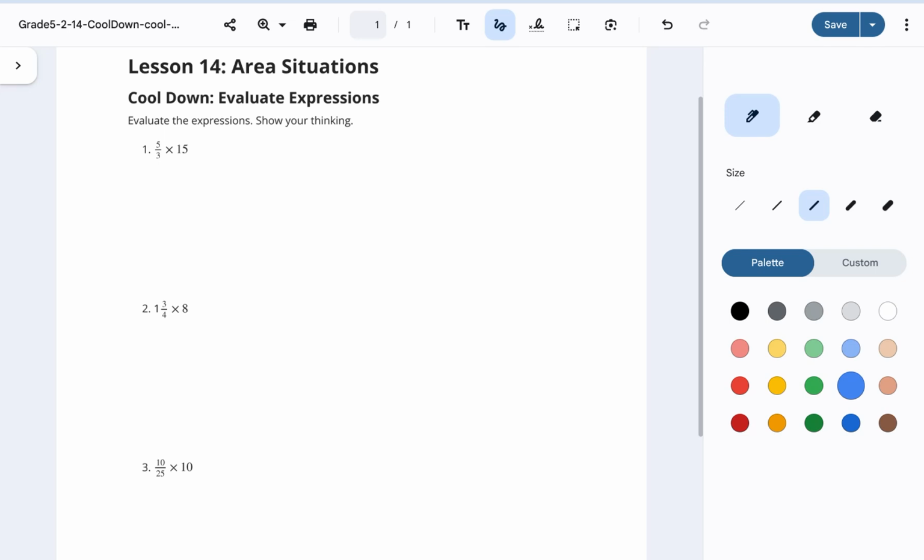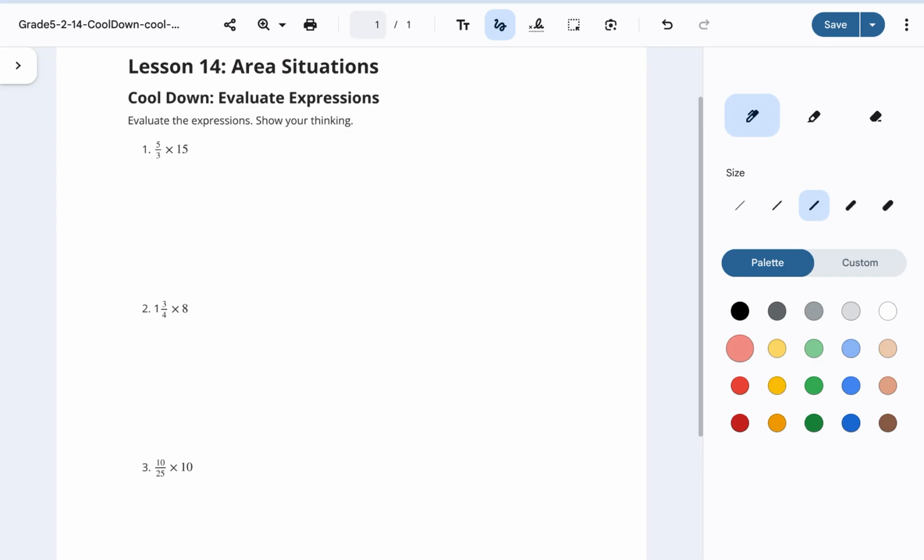Good morning, mathematicians. We are looking at lesson 14, which is area situations. And now we're going to evaluate our expressions. We're going to get to our answer. And notice this is the moment where we leave behind utilizing diagrams all the time.